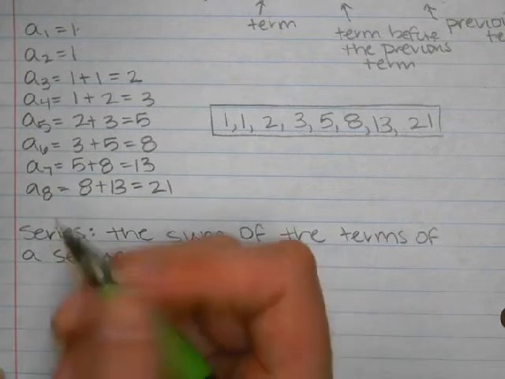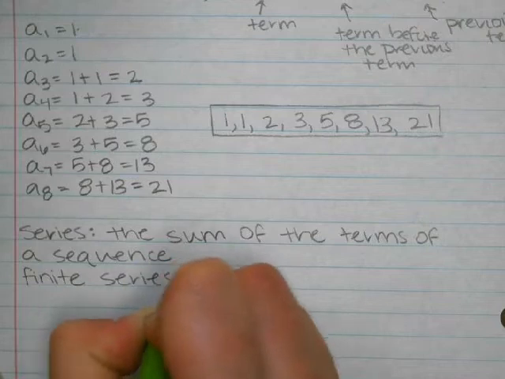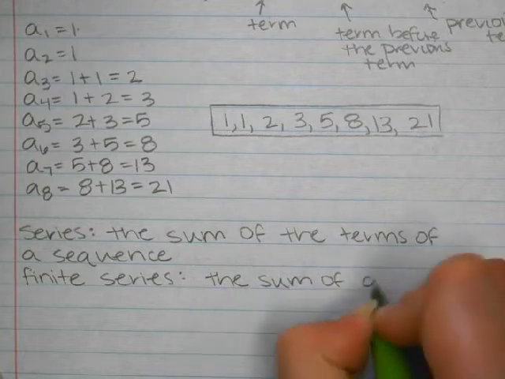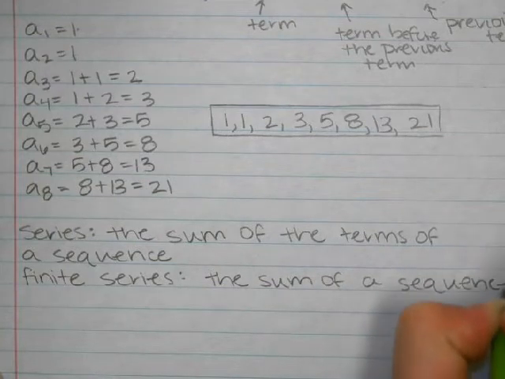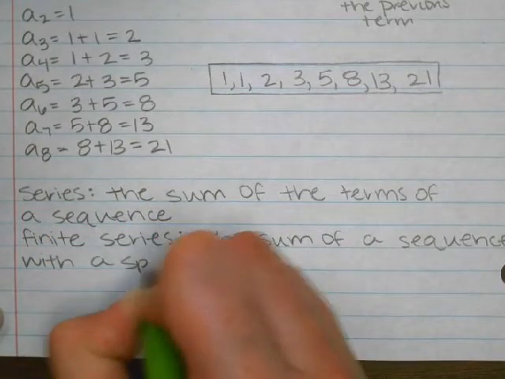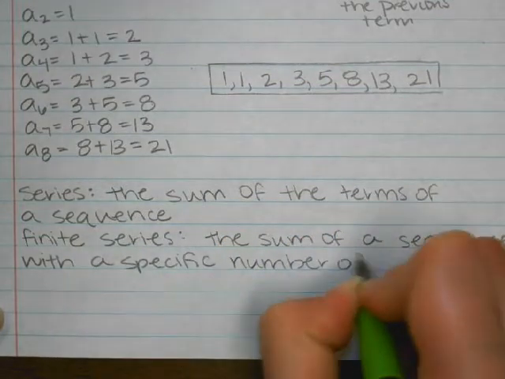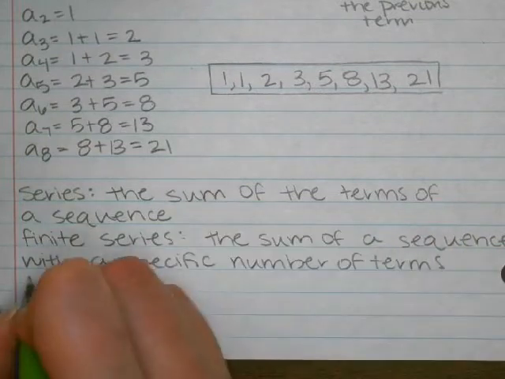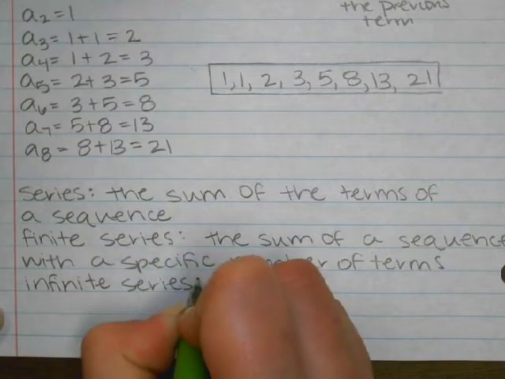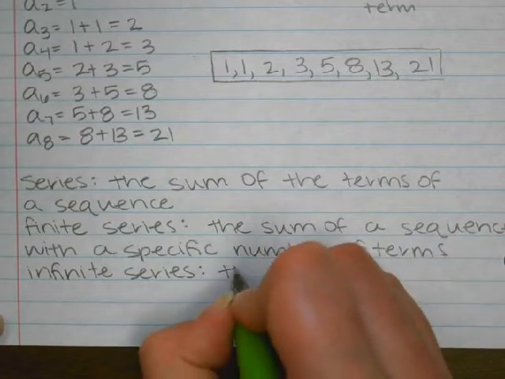A finite series is the sum of a sequence with a specific number of terms. An infinite series is the sum of all terms of an infinite sequence.